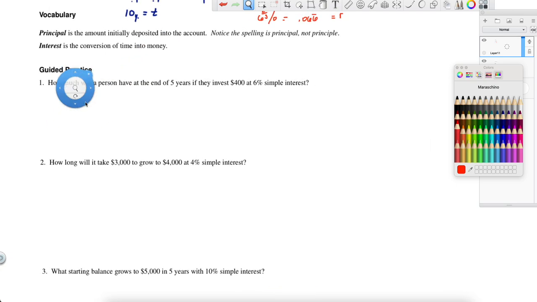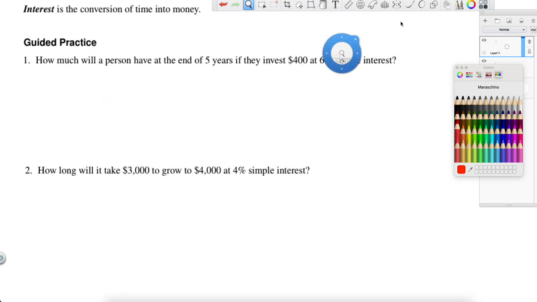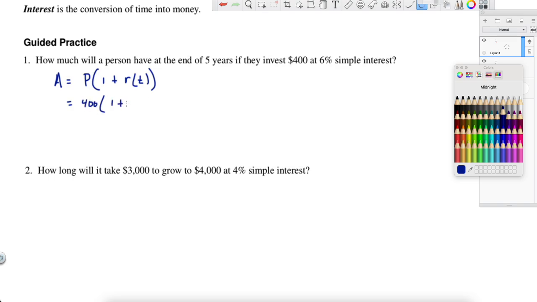Okay, so let's look at some practice here, guided practice. How much will a person have at the end of 5 years if they invest 400 at 6% simple interest? So we're looking for an amount. If they invest, P is 400 at a 6% rate for 5 years. So 400 times 1 plus 0.06 times 5. And we just put that in a calculator.